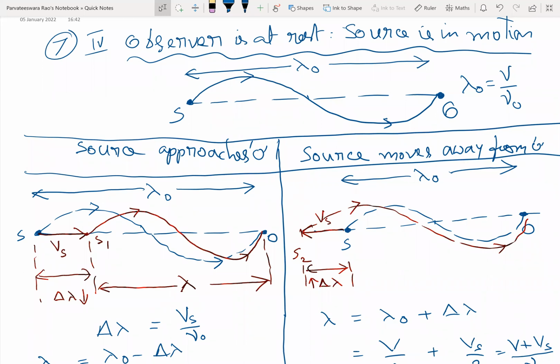Because the source is moving here, there will be a change. There's an apparent change in the wavelength, the distance to be covered by the waves, as the source is either approaching or moving away from the observer.